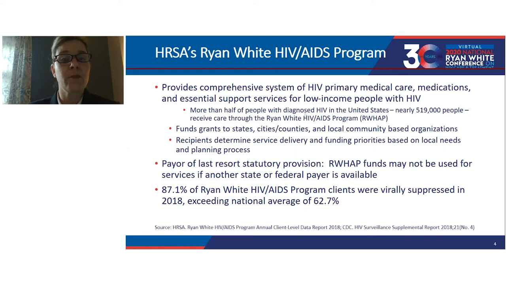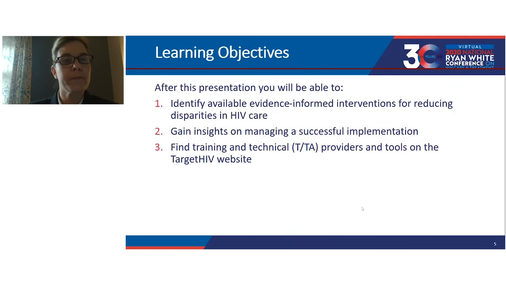The program provides grants to states, cities, counties, and local community-based organizations. And the grant recipients determine service delivery and funding priorities that are based on their local needs and planning processes. Ryan White is always a payer of last resort, and that's a statutory provision. So Ryan White program funds cannot be used for services if another state or federal payer is available. 87.1% of Ryan White HIV/AIDS Program clients were virally suppressed in 2018, which exceeded the national average of 62.7%. So you can see this is a very effective and robust program.